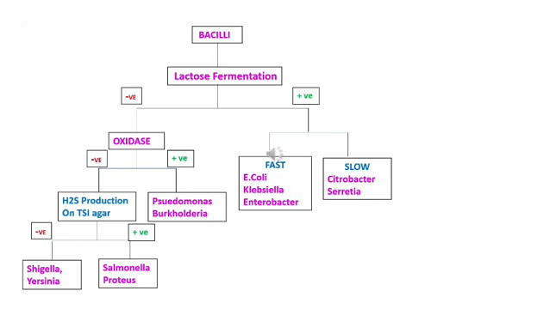Now, how do you differentiate them? For the further differentiation of this oxidase negative group, we use H2S production or TSI agar. If H2S is produced, it is Salmonella or Proteus. If there is no H2S production, then it could be Shigella or Yersinia. So this is how you identify the gram-negative bacilli.